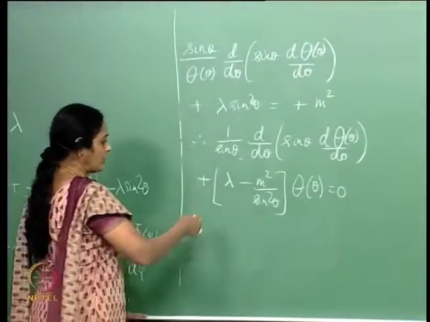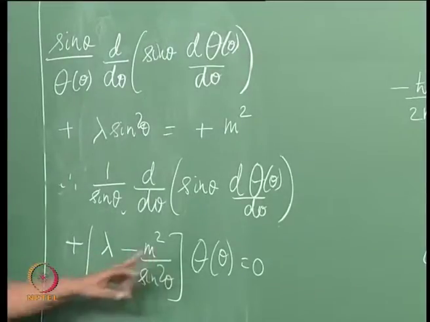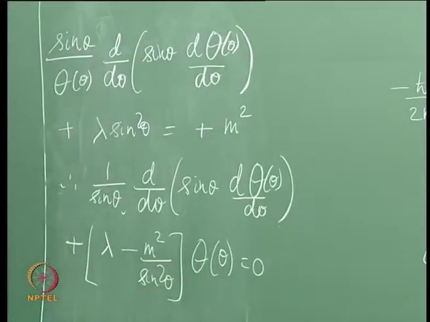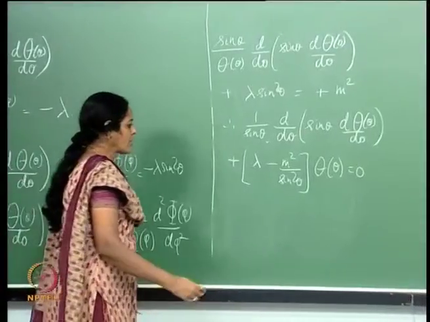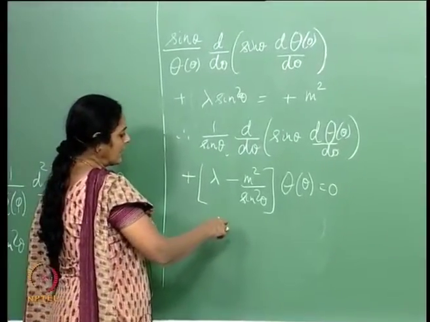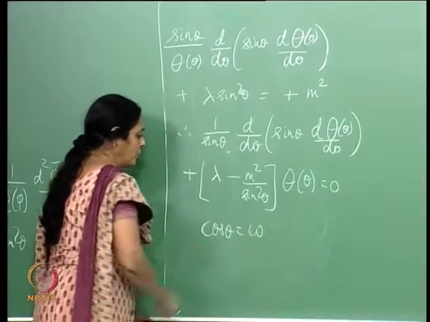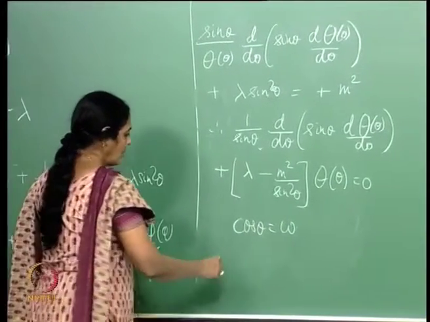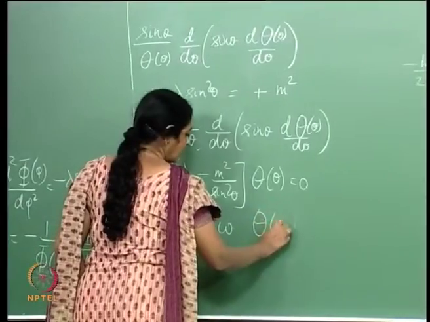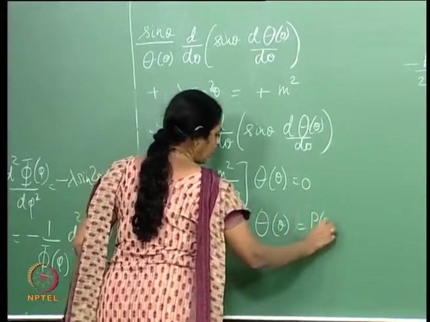That is the eigenvalue equation for L squared. That gave me the lambda, and therefore, this is the equation for theta of theta which I have to solve. So, if you look at this, just for the sake of writing things in a compact fashion, let me define cos theta as W, which implies theta of theta is some P of W.